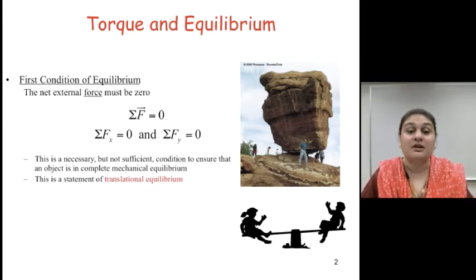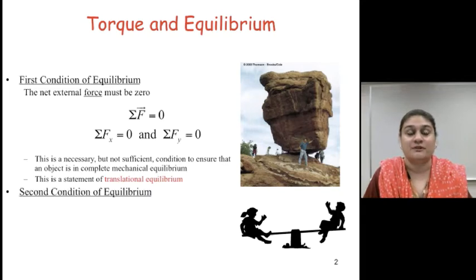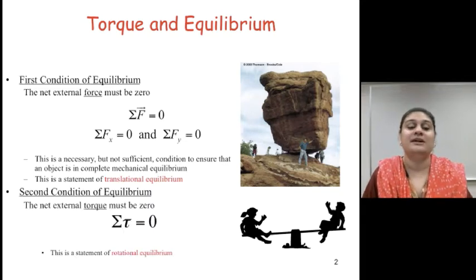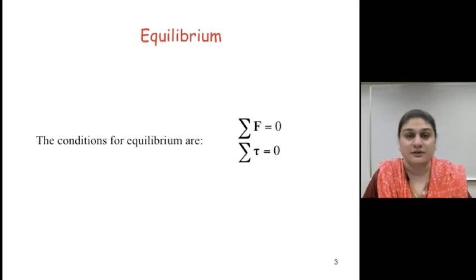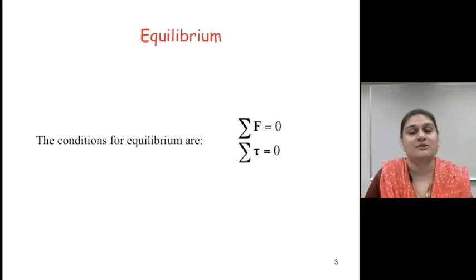This is a necessary but not sufficient condition to ensure that an object is completely in mechanical equilibrium. So this is a statement of translation equilibrium. Now, what will make the second condition of equilibrium true is that the net external torque must also be zero in order to achieve equilibrium. So this is a statement of rotational equilibrium. In order to have equilibrium in any system, we need both of these conditions to be fulfilled. Sigma F has to be zero, which is the sum of all forces, and the sum of all torques also has to be zero.